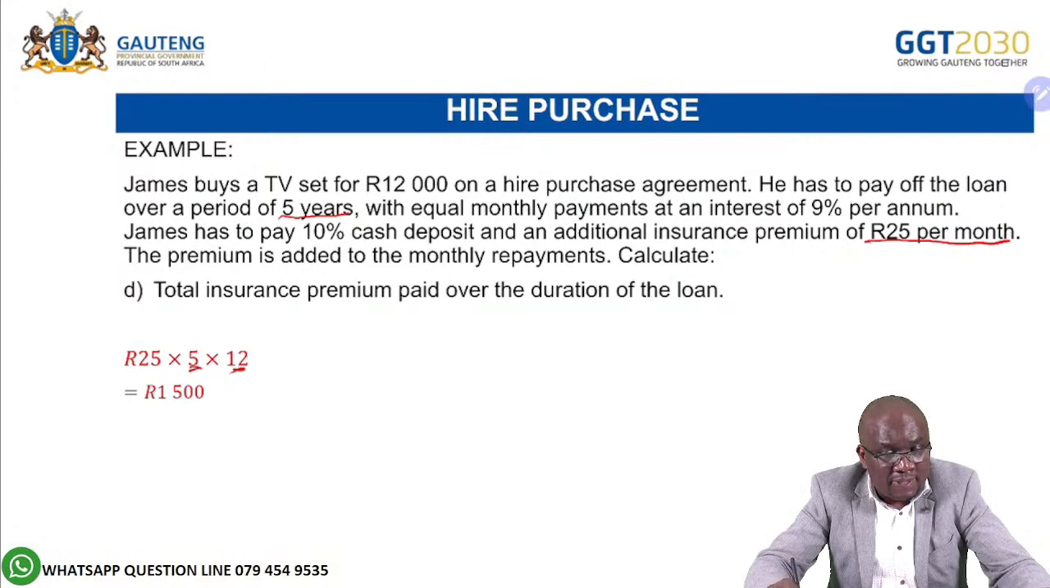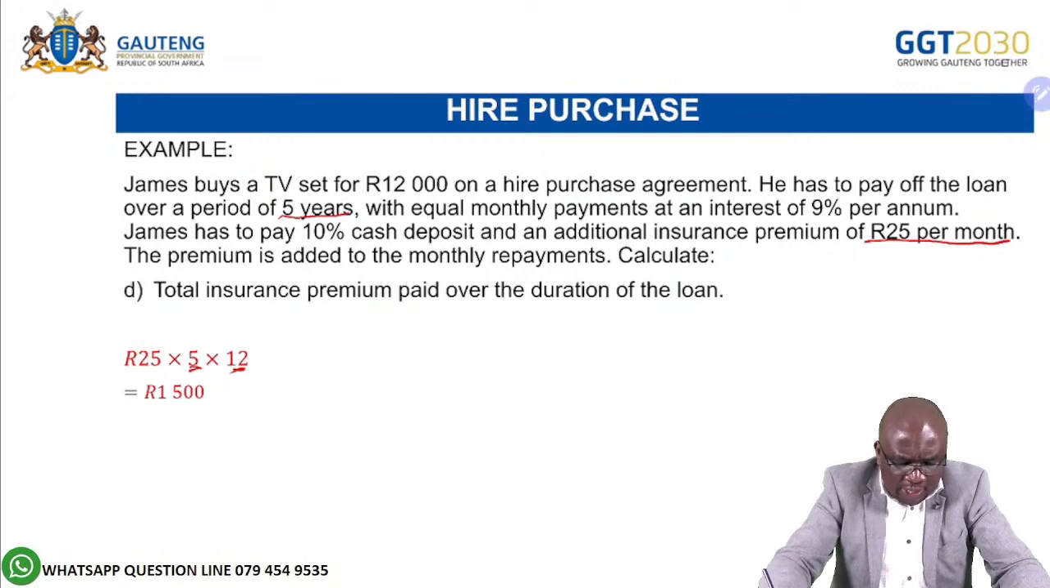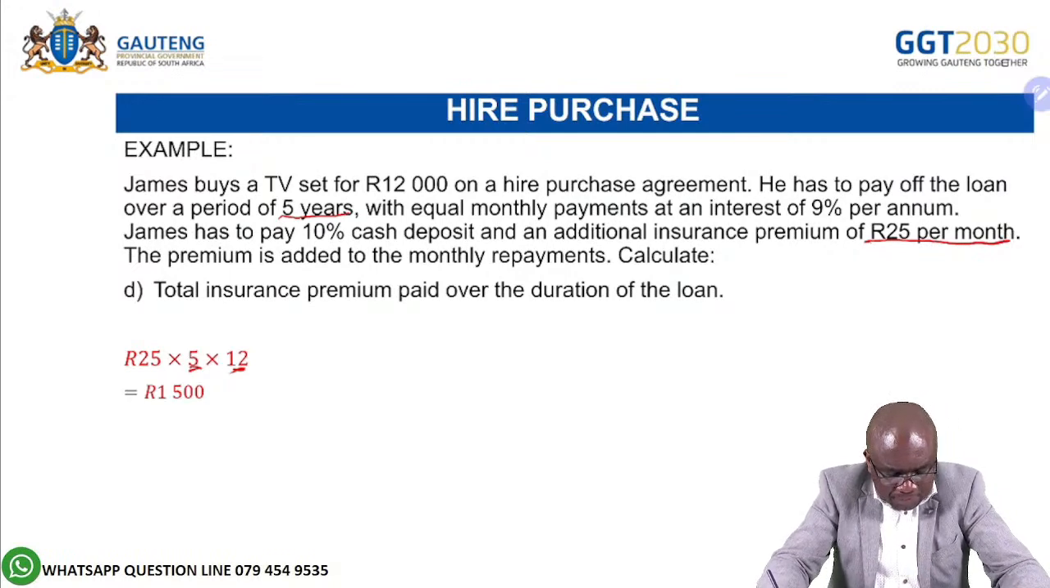The total premiums paid. We said we have the deposit, which was 1,200. Now the loan amount plus the interest charge, 15,660. And then now we have the total premiums paid for insurance, 1,500. Remember those amounts. Okay, right. Now we have answered D then.